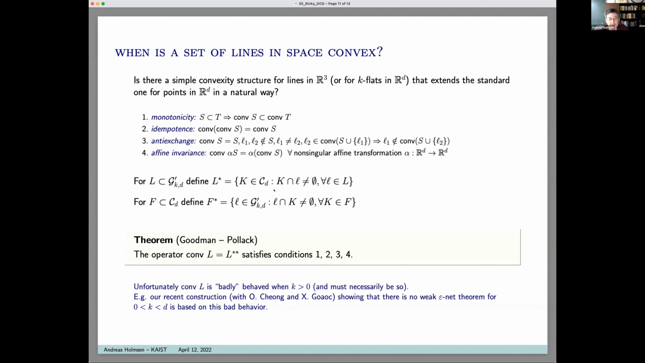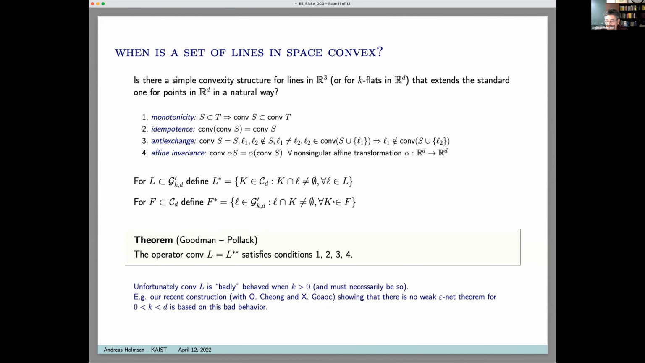And it's given by this duality here. Let L be a collection of k-dimensional flats in d-dimensional space. Then you define the dual of the flats as the set of all convex sets that intersect each of those flats. So that's the dual of a set of flats. Now the dual of a family of convex sets, F star, is the set of all flats that are transversal to the members of F, so the set of all flats that intersect all members of F. And their convexity operator was simply that the convex hull of a set of flats is the double dual. And this double dual satisfies these conditions.